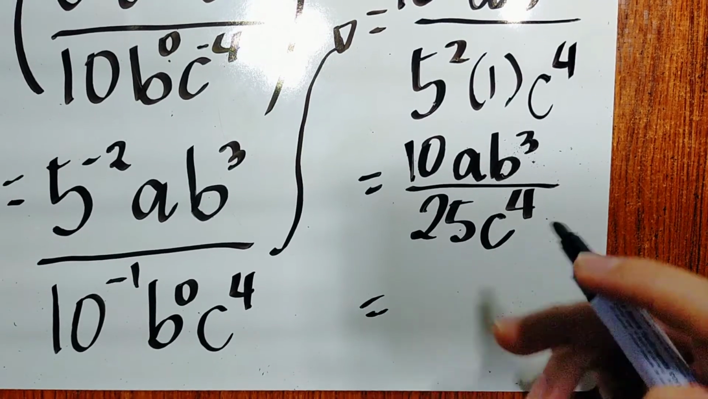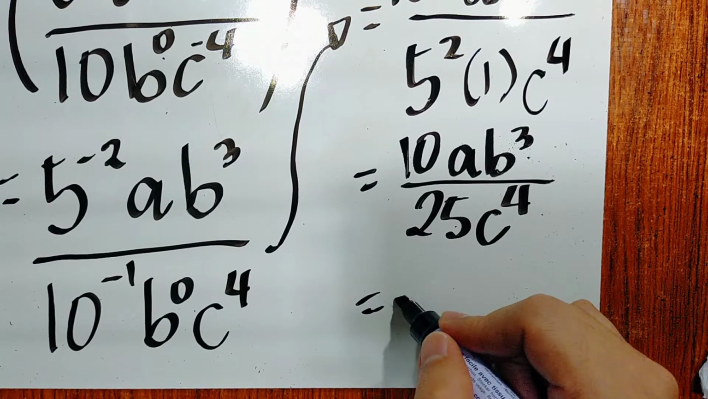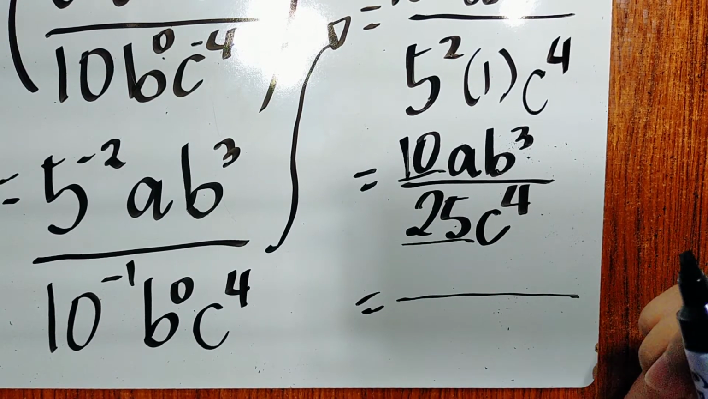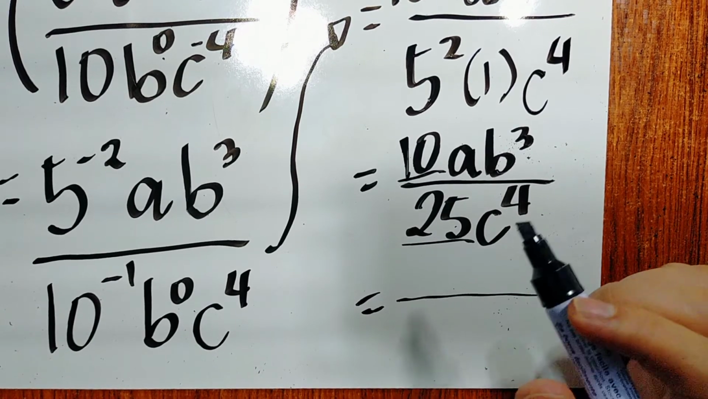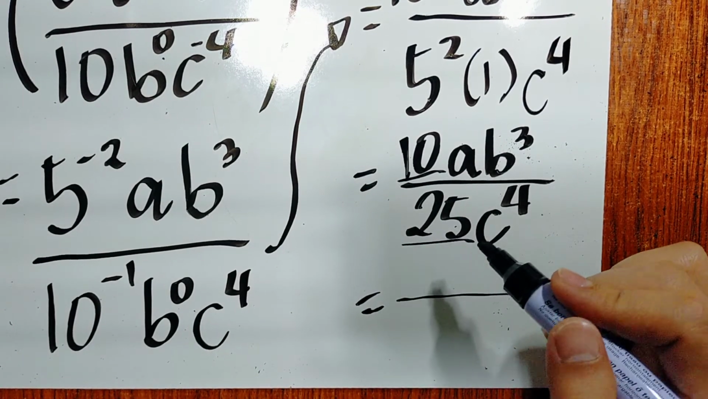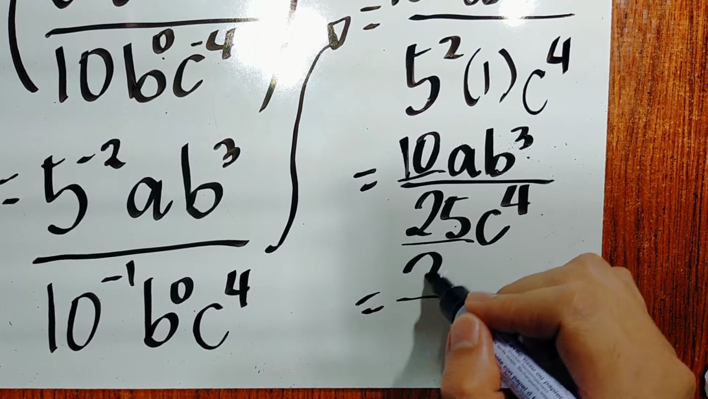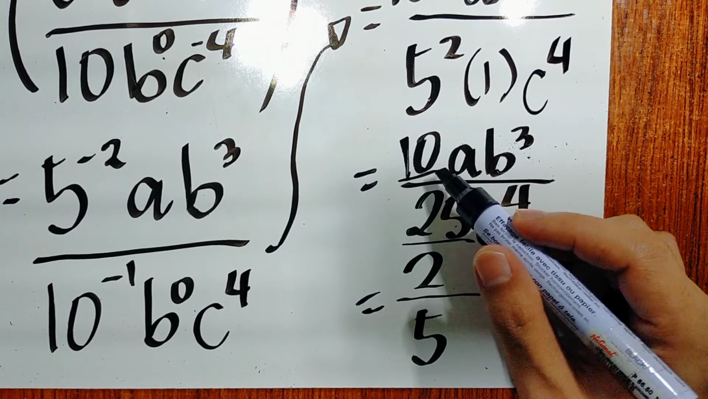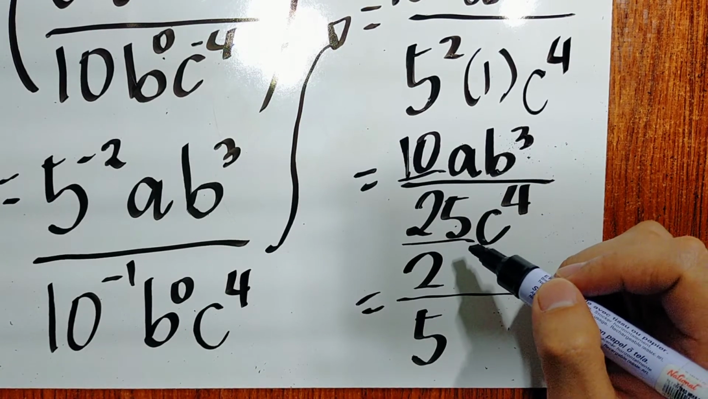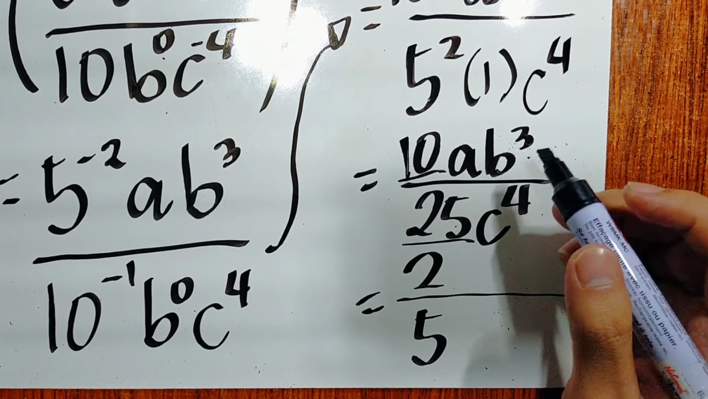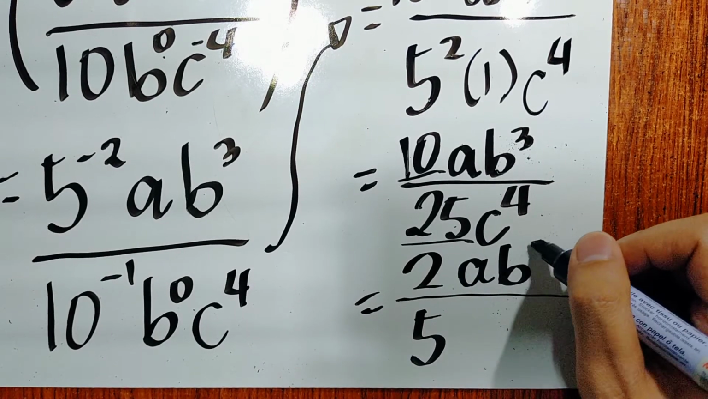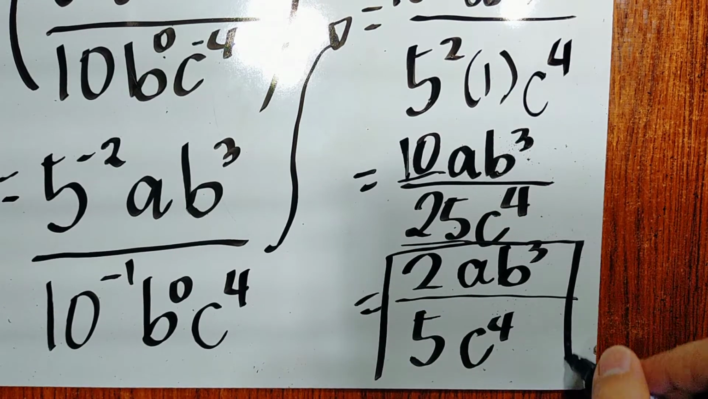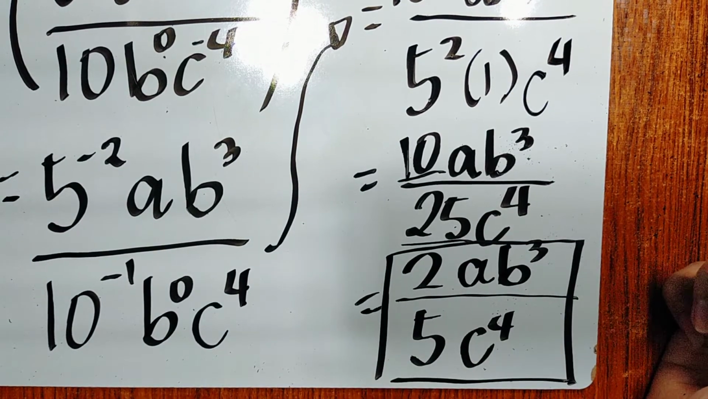Next, pwede pa yan masimplify since the given has a given of 10 and 25. Hindi naman natin sila pwedeng i-divide, pero pwede natin silang paliitin. And that would be 2 over 5. Paano naging 2 over 5? 10 divided by 5 and 25 divided by 5. Simplified form. Okay? So that would be 2 a b cube over 5 c raised to 4. And this is the final answer. Okay?